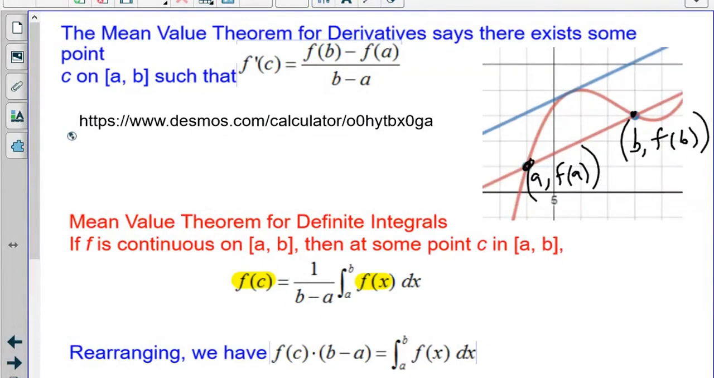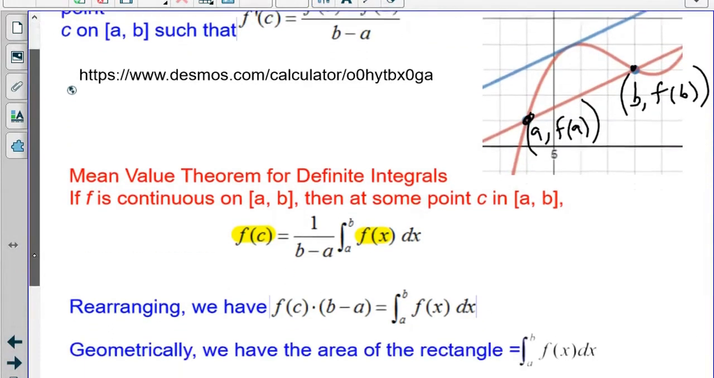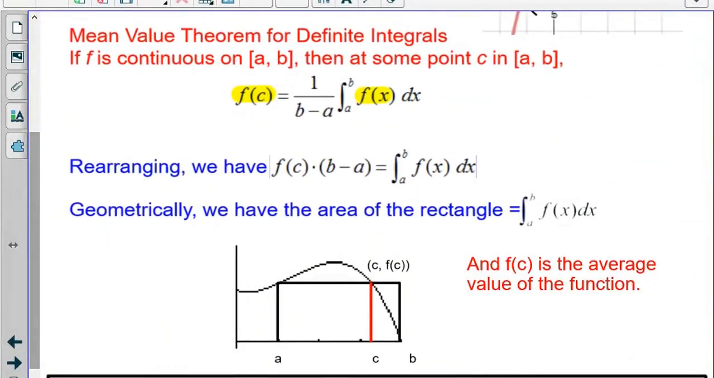Now, the mean value theorem for definite integrals. What that says is if f is continuous on a to b, then at some point c in the closed interval a, b, we have f of c equals 1 over b minus a times the integral of f of x dx. This is essentially the average value of a function.